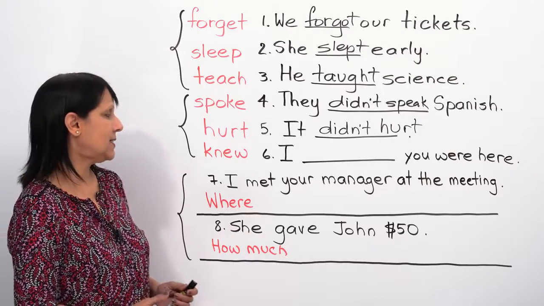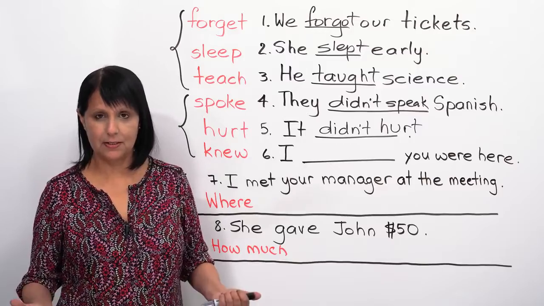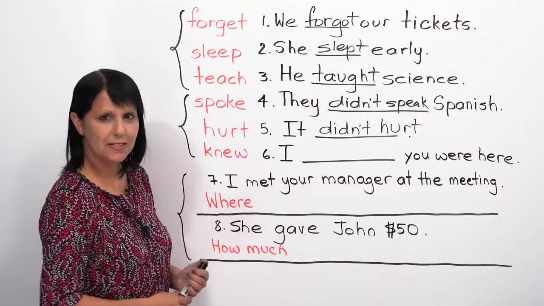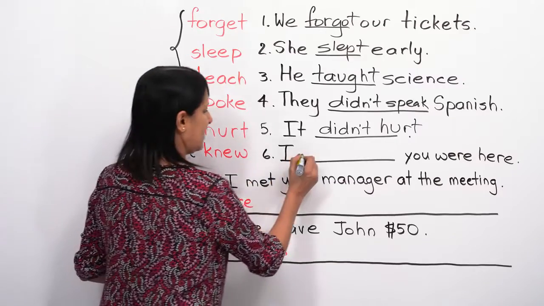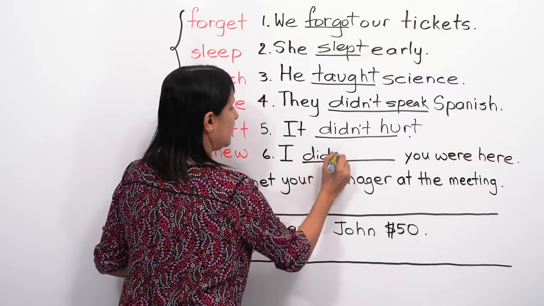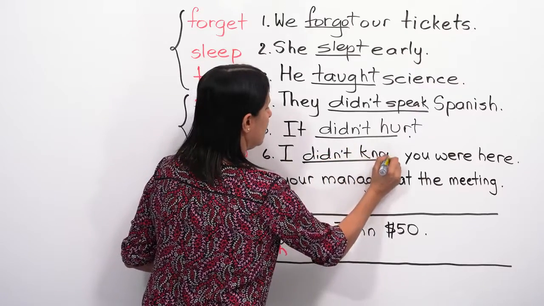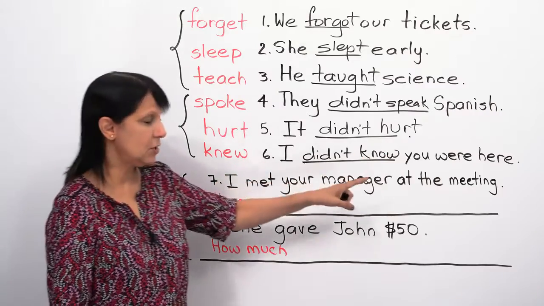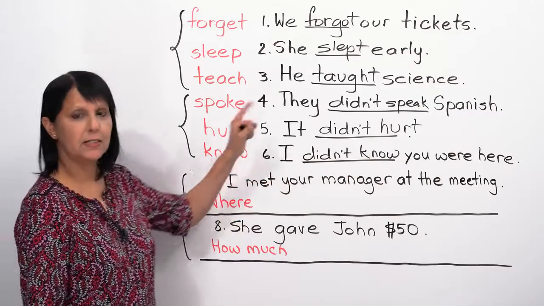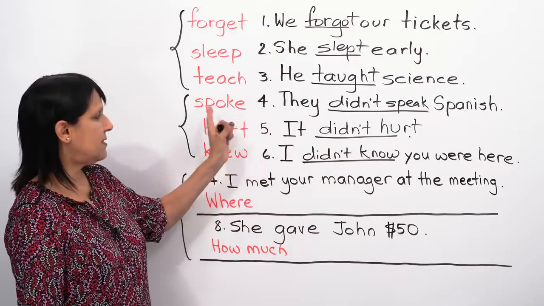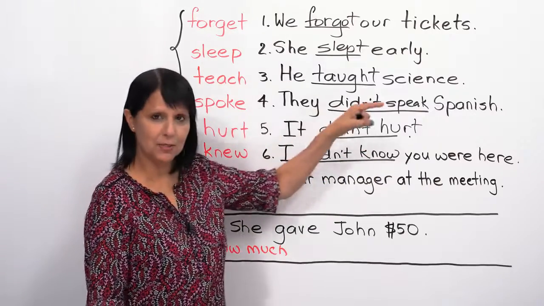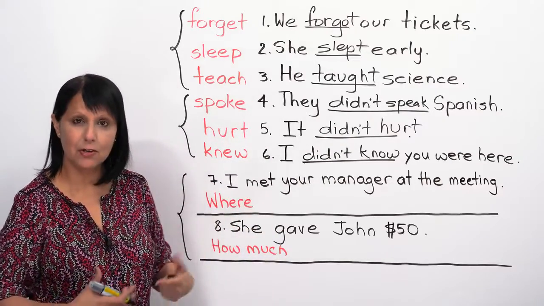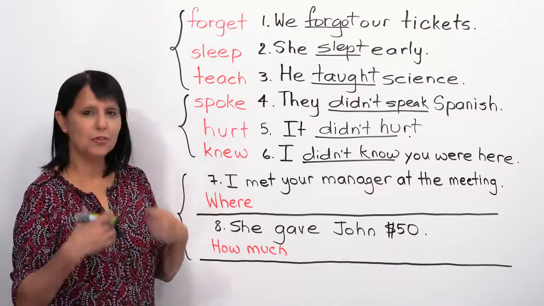Knew is the past tense of which verb? Know. Okay? Know. So, how do we make this a negative sentence? I didn't know you were here. I knew you were here. I didn't know you were here. It hurt. It didn't hurt. They spoke Spanish. They didn't speak Spanish. Okay? You have to feel the rhythm, hear the rhythm, say it aloud lots of times, and it will help you to remember the rules.